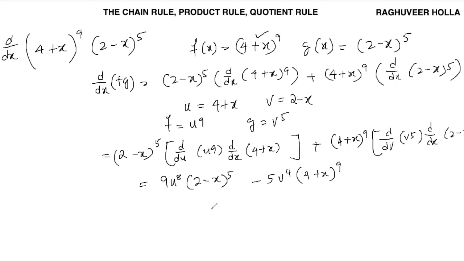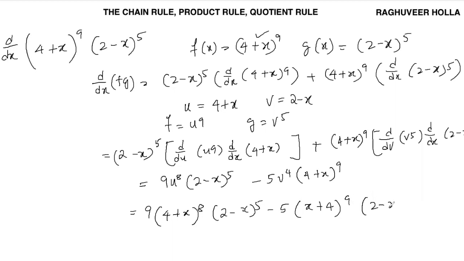Finally we get 9 times 4 plus x to the power of 8 times 2 minus x to the power of 5, minus 5 times 4 plus x to the power of 9 times 2 minus x to the power of 4. So this concludes.